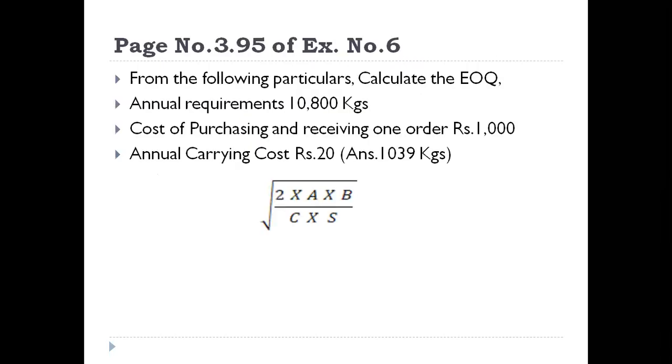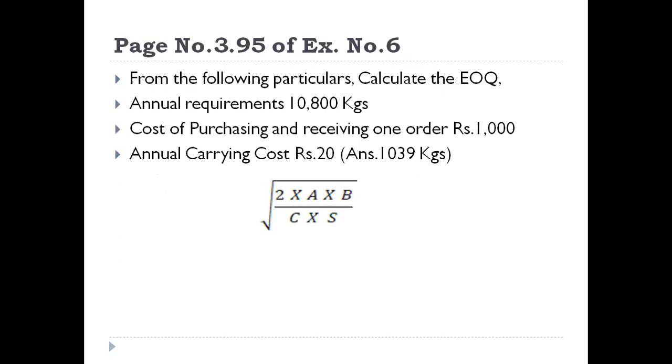This is available in your previous year question paper, right? If you have the book, you can refer to page number 3.95, question number 6 of DS Reddy and Kariprasad Reddy, cost accounting. From the following particulars, calculate EOQ, economic ordering quantity. So what you have to do? You have to find the EOQ.